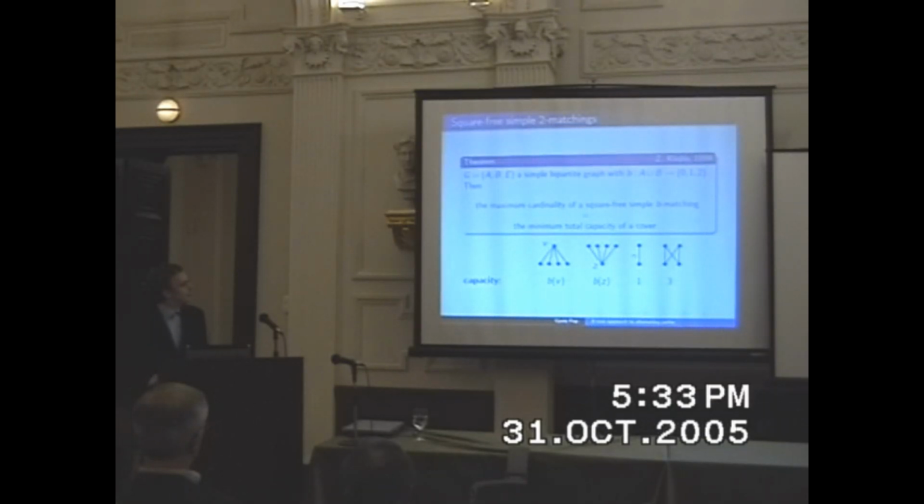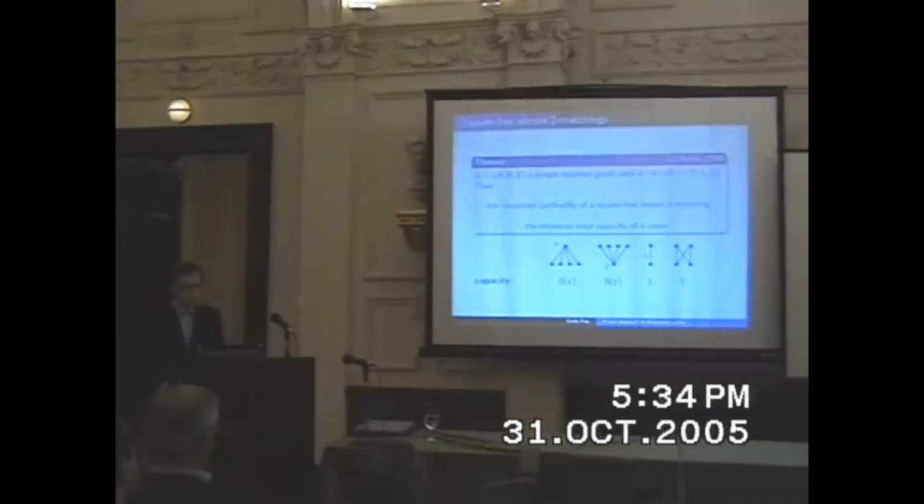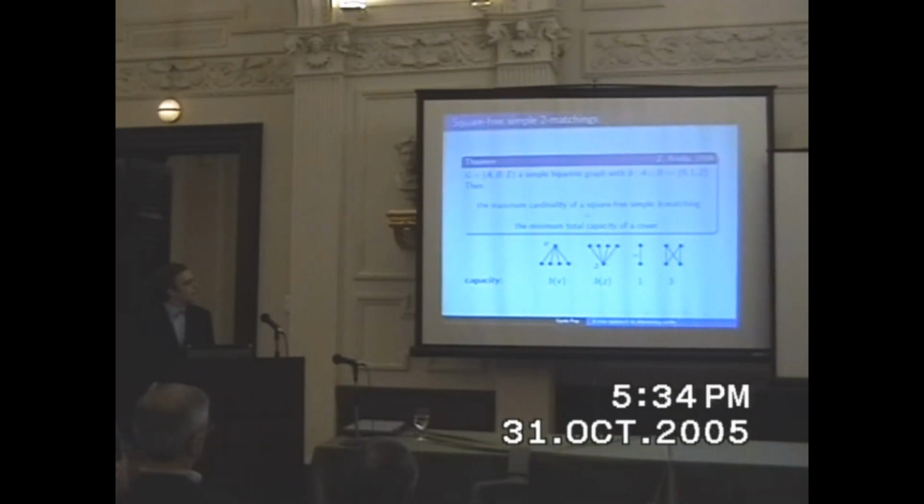Now, a simple two matching consists of a disjoint union of paths and cycles. It is called square-free if the matching does not contain all the 4 edges of a 4-edge cycle. So at most 3 of them.